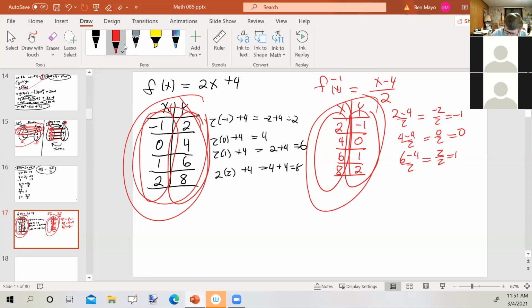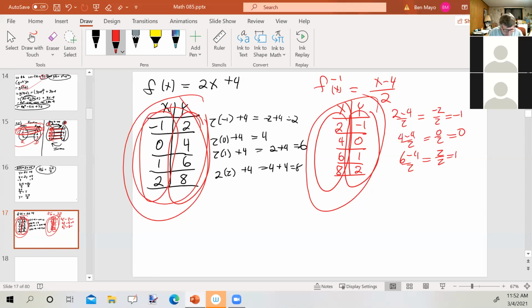All right. Now, let's do something else here. And let's see if I can do this without a major catastrophe. I'm going to write down what I've got there because I'm going to refer back to it in a minute. So for f of x, my ordered pairs, we've got -1, 2; 0, 4; 1, 6; and 2, 8. For f inverse of x, I've got 2, -1; 4, 0; 6, 1; and 8, 2.